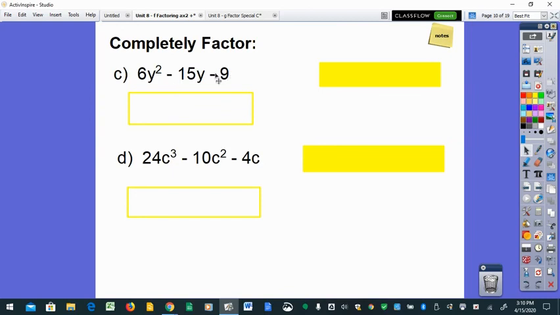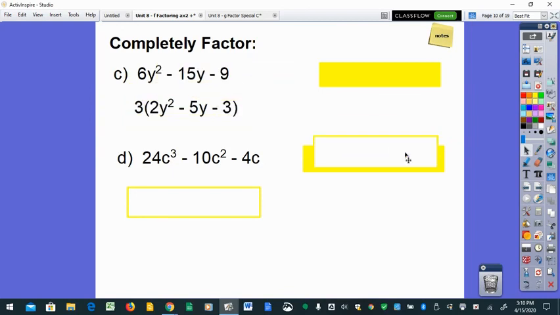All right, what was the greatest common factor up here? All of these are evenly divisible by 3. So 3 times 2y squared will give you the 6y squared. 3 times negative 5 will give you the negative 15y. And 3 times negative 3 gives you negative 9.